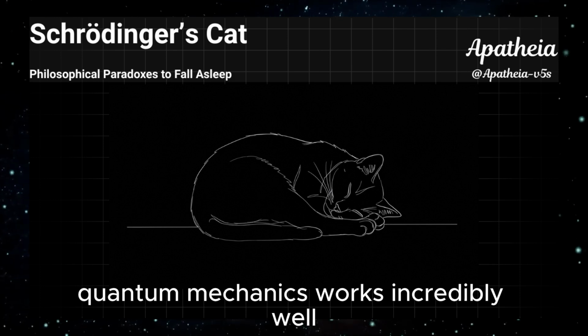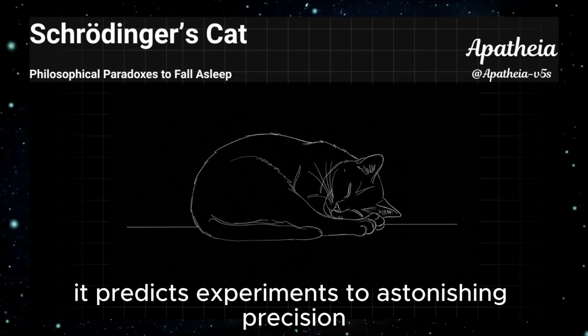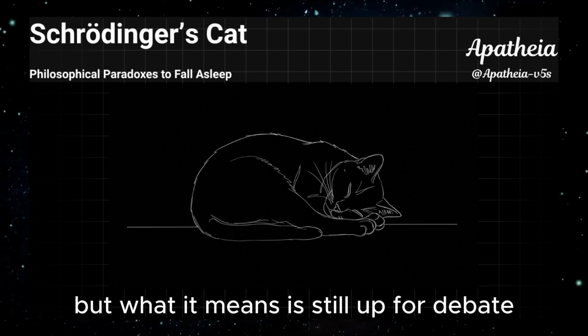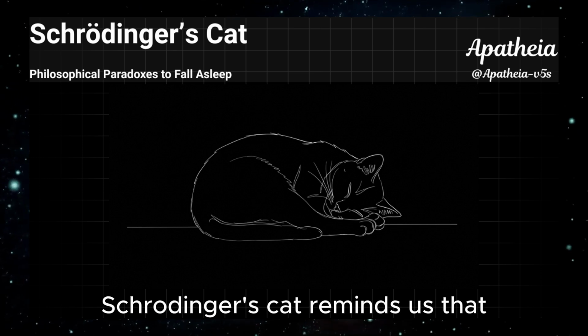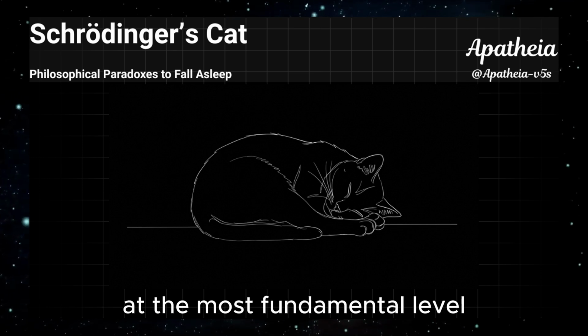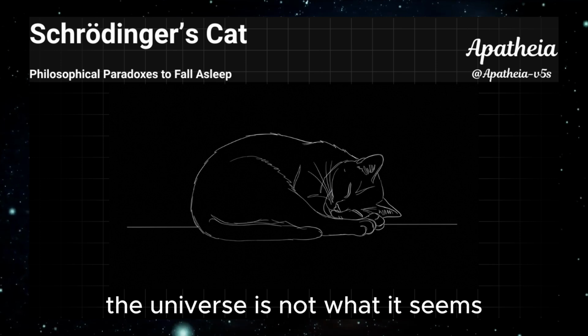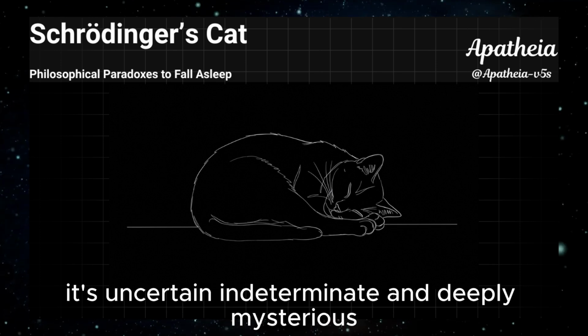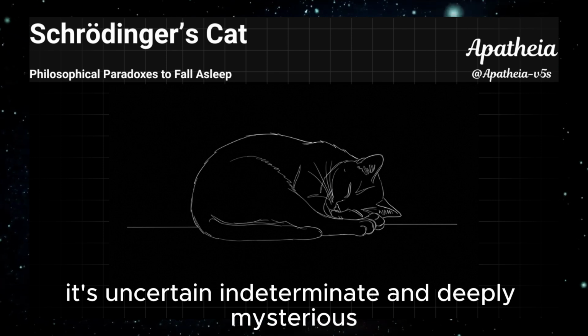Quantum mechanics works incredibly well. It predicts experiments to astonishing precision, but what it means is still up for debate. Schrödinger's cat reminds us that at the most fundamental level, the universe is not what it seems. It's not fixed, not solid. It's uncertain, indeterminate, and deeply mysterious.